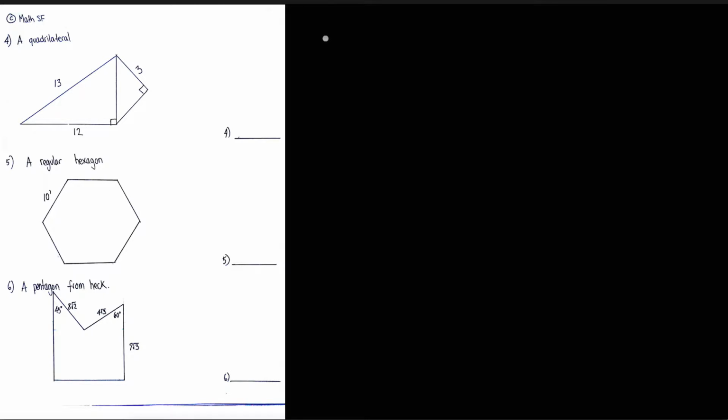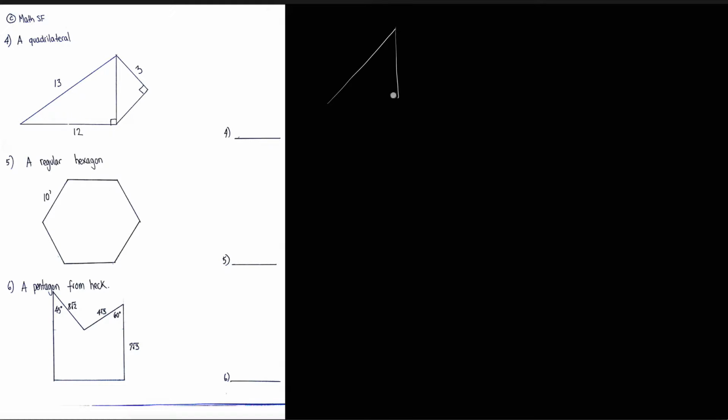So now they want us to find the perimeter and the area of this quadrilateral. To find the perimeter, we need to know all the sides. I have the 13, I have the 3, and I don't have this part over here, but I do have the 12. So how am I going to find this? It's going to be a little bit challenging. I'm going to redo my picture here.